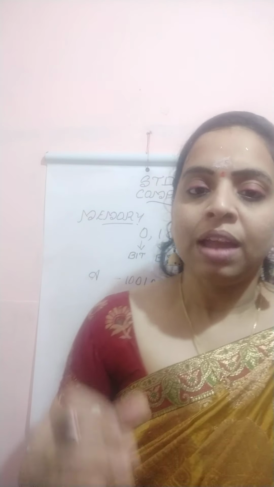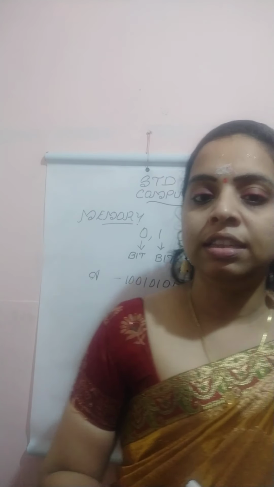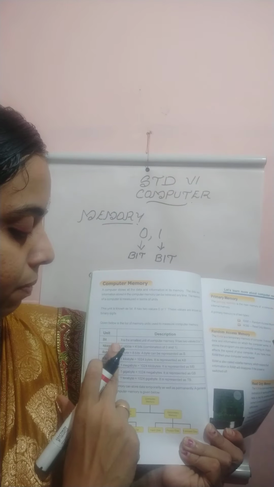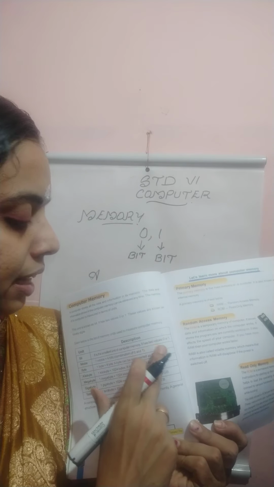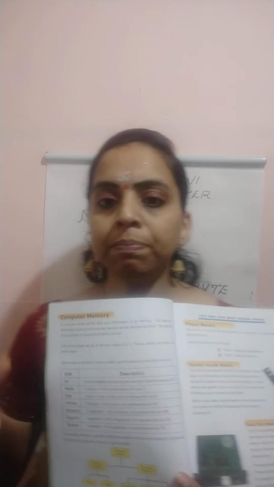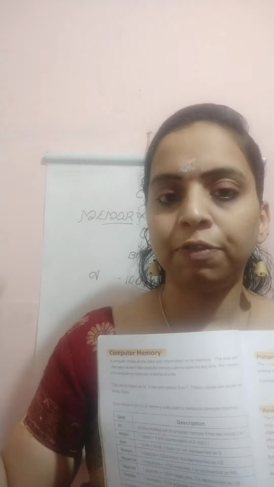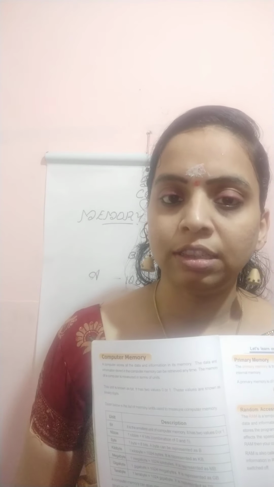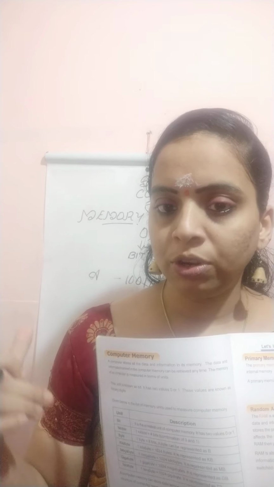Okay, so actually the computer memory is measured in terms of bits and bytes. A table is given in your textbook. Can you see that? It's given what is a bit. Bit is the smallest unit of computer memory. It has two values. So we measure the computer memory in terms of bits and bytes only. How many bytes it can store or how many bits it can store, like that we measure the computer memory.